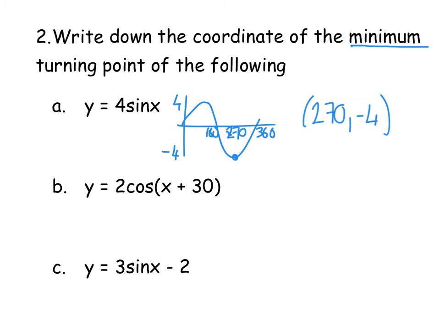For part B, the minimum turning point of this one. So this is a cos graph that has been moved. So remember, plus 30 means the graph has actually moved 30 in the negative direction. So I'm just going to work on the cos graph just now, and then we'll worry about what the movement is. So your cos graph, the minimum turning point of a 2 cos graph would be at -2.